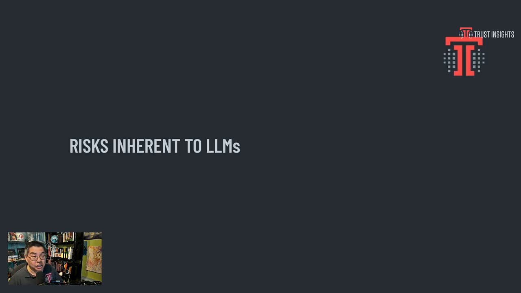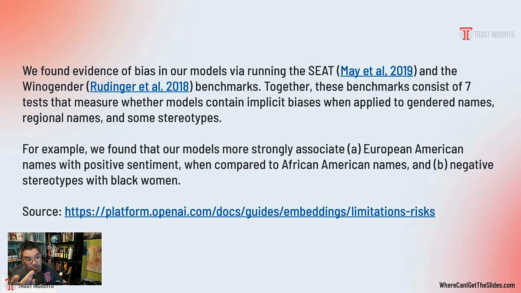Now, it's not all sunshine and roses. There are risks inherent to these models. They do have, for example, biases. This is an old disclosure from OpenAI talking about issues with their models, saying that their models more strongly associate European American names with positive sentiment compared to African American names, and contain negative stereotypes of Black women.